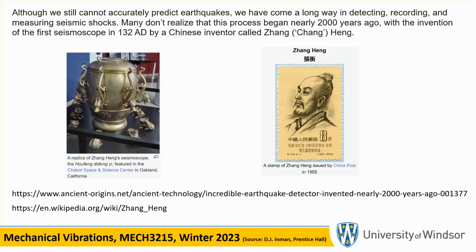Now, guess what? 2,000 years ago, this fellow in China invented a device that, although even now we still cannot predict when an earthquake is going to come, detects the occurrence of an earthquake. So he basically invented, I don't want to say accelerometer, but the first seismometer, which detects land motion. Now, this is a replica of that thing, from about 2,000 years ago.